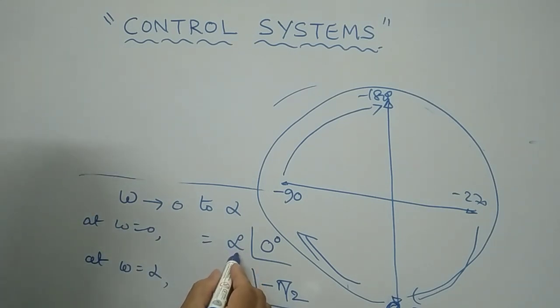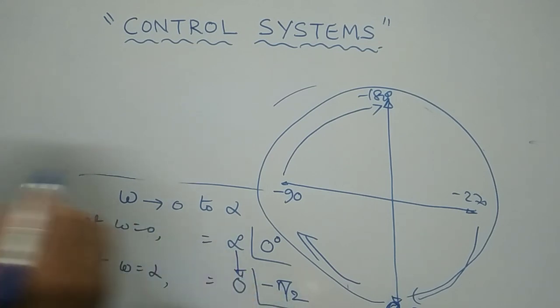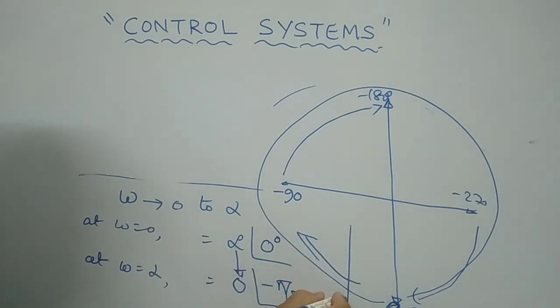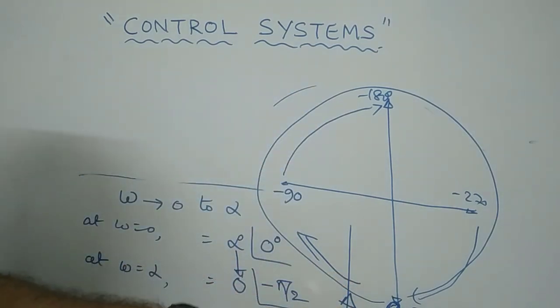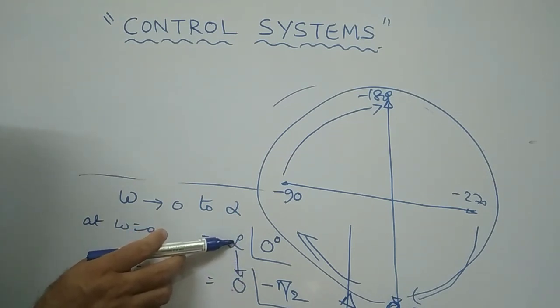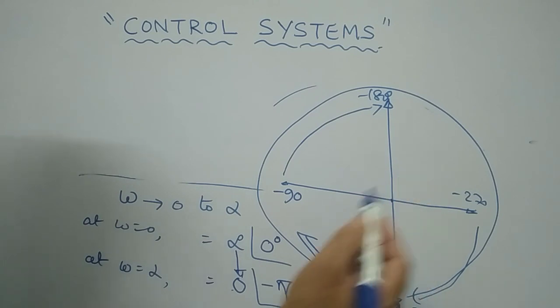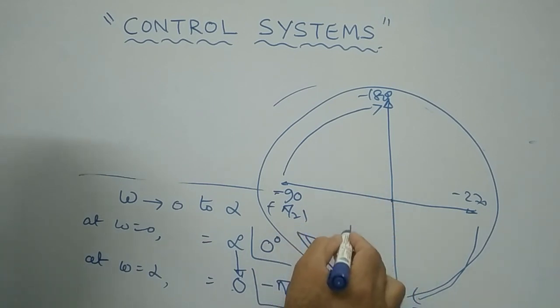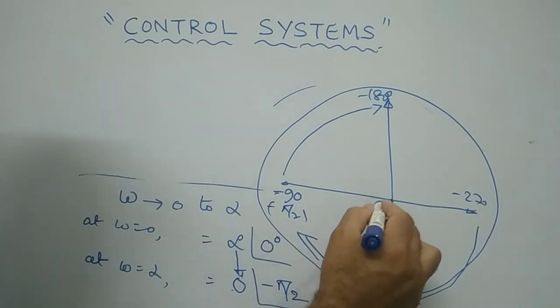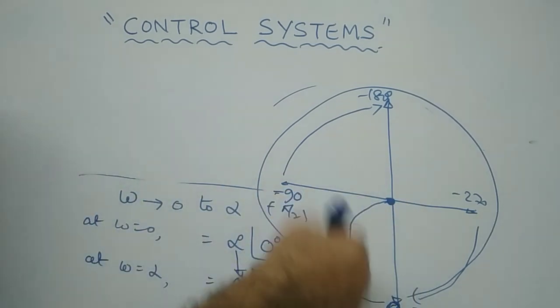It is coming from infinity, reaching 0 value at minus pi by 2. So at 0, the magnitude is coming like this. You represent the arrow mark in the upward direction, because it comes from infinity. It started at infinity and reaches 0, at minus pi by 2, which means minus 90. This graph is reaching 0 like this. This is the end point. This is the polar plot.